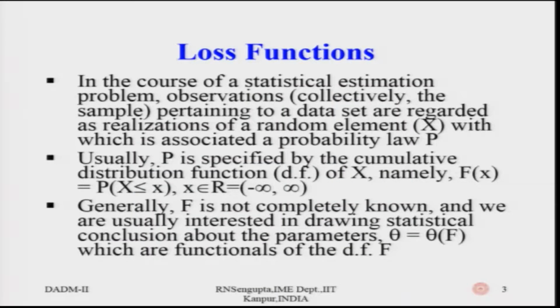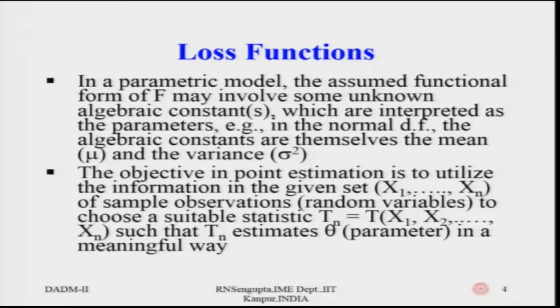And these alpha, beta, gammas are for the population. When you pick up a sample, we may not know that; we want to estimate. This is the general task. So, generally f is not completely known, and we are usually interested in drawing statistical conclusions about the parameters theta, which is basically a function of the distribution function. So, our main aim is this.